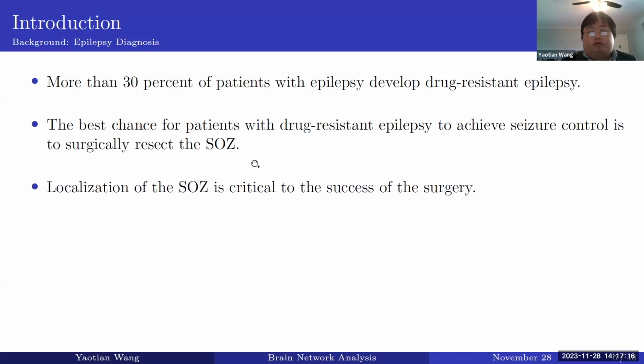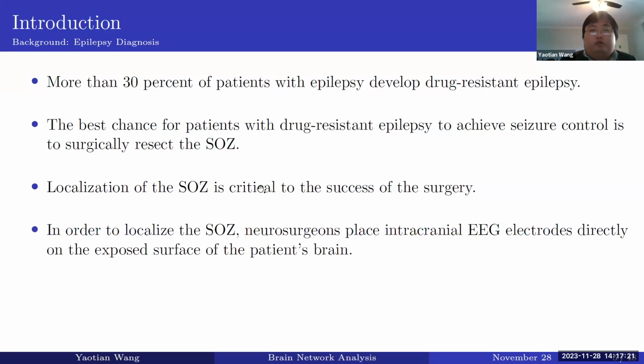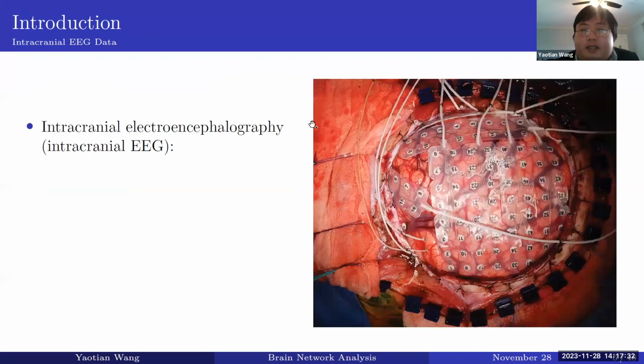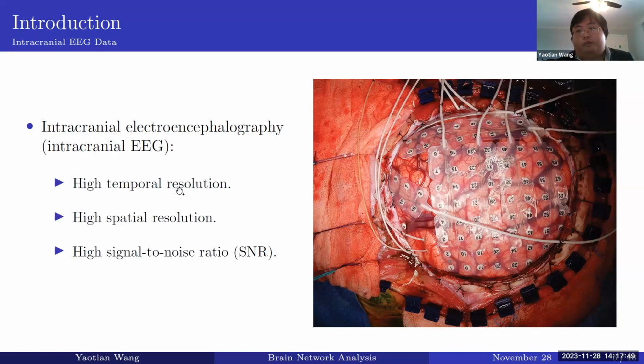Therefore, localization of the seizure onset zone is critical to the success of the surgery. To localize the seizure onset zone, neurosurgeons place intracranial EEG electrodes directly on the exposed surface of the patient's brain. Here is an example of the intracranial EEG electrode placement. Each white dot is one intracranial EEG electrode. It records the brain activity of a local brain area, with high temporal resolution, high spatial resolution, high signal-to-noise ratio, all nice properties.